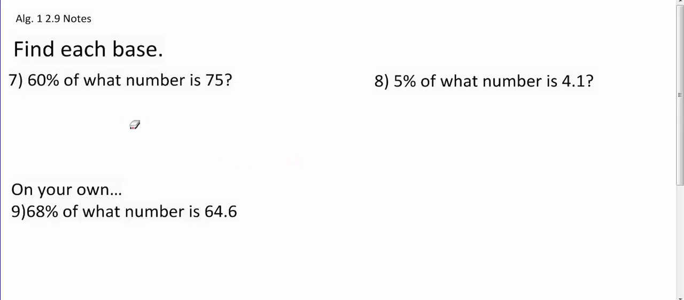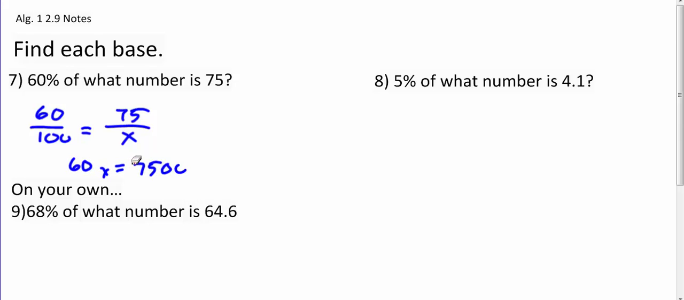We kind of run into that here, find each base. So 60% of what number is 75? What that's asking is 60 is to 100 as 75 is to your unknown. So in this case, instead of being able to multiply by 0.6, we'd actually have to divide, and that can kind of get confusing. So we're just going to use, again, our proportions coupled with the cross products property.